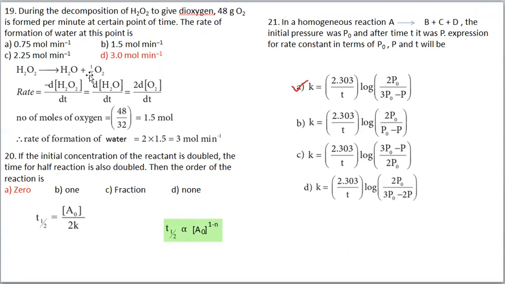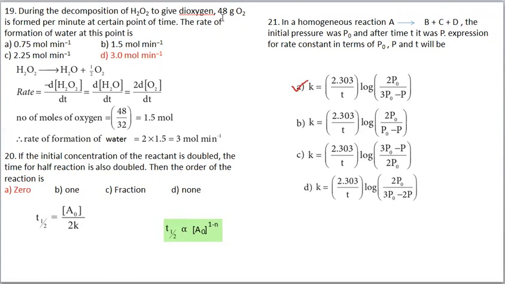equal to minus d[H2O]/dt equal to 2 into, here you see 1 by 2, so 1 by 1 by 2 we will get 2, 2 d[O2]/dt. Okay, here you see the number of moles of oxygen formed. The rate of formation of oxygen is given as 48 grams per minute. So the number of moles of oxygen is how much?